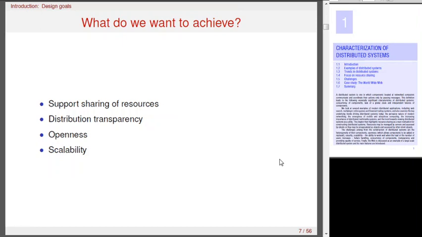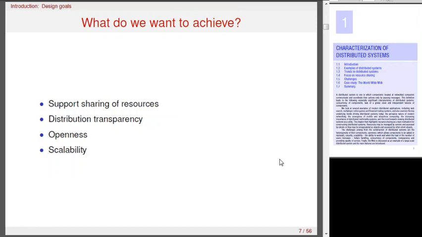Another is distribution transparency. As we have seen, we want users to be unaware of where the data is being stored, where the computation is taking place, where the application is, and some more things we will see in the next slide. We also want openness, whether the system is open to all different kinds of systems or not, and whether the interfaces are okay or not.